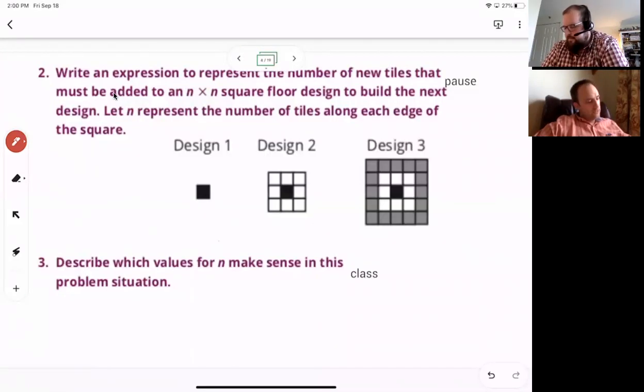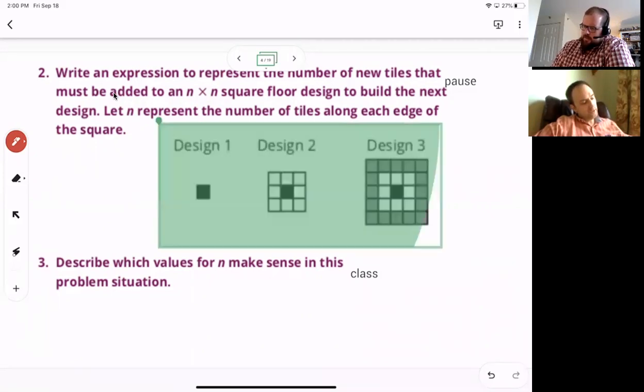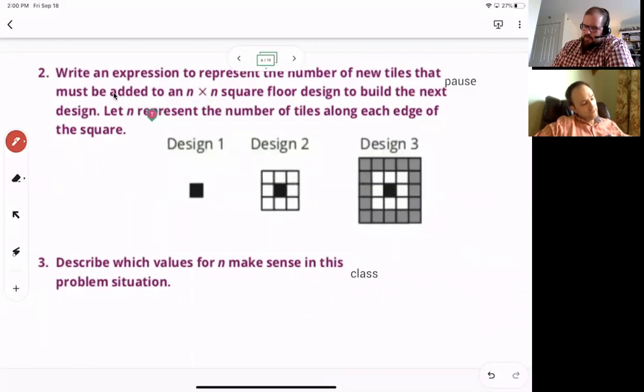All right, so for here, we have to write an expression, not an equation, an expression to represent the number of new tiles only that must be added to an n by n square floor design to build the next design. Let n represent the number of tiles along each edge of the square. So for example, n would be 3 and n would be 5.